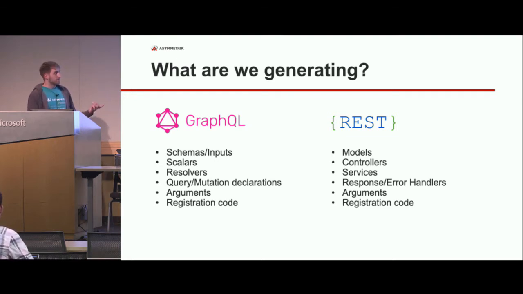And then on the REST side, pretty much the same thing. So all the models, controllers, services, and even response and error handlers. So if the MIME types change across different FHIR versions, you can add that into your generated code and make sure that that's set appropriately, depending on which version you're supporting.